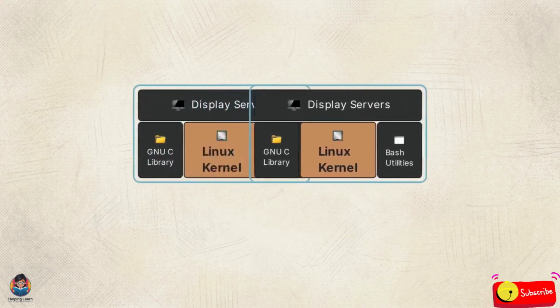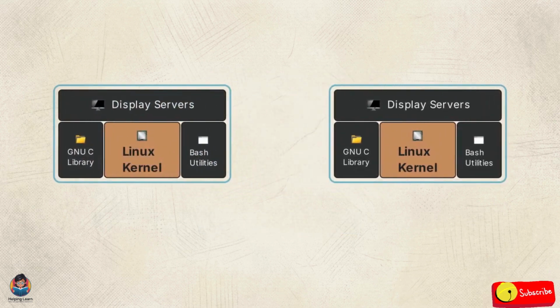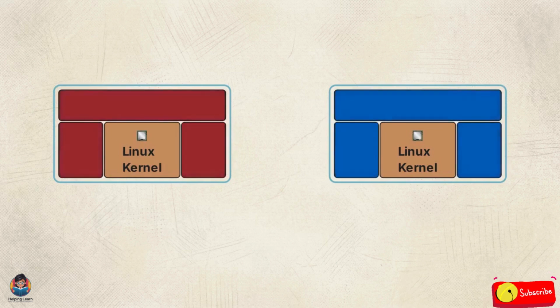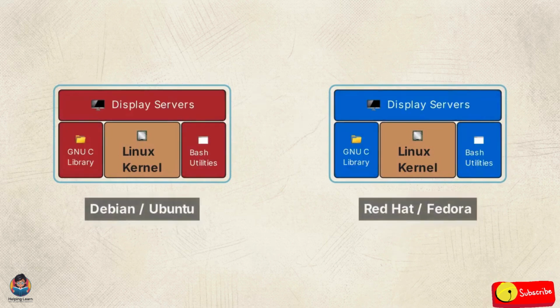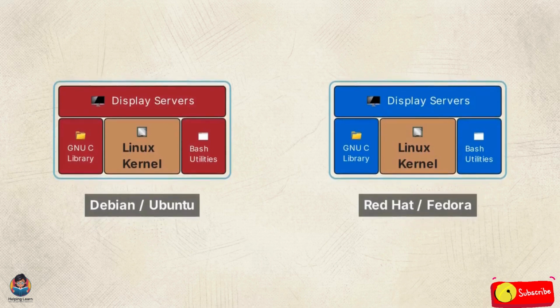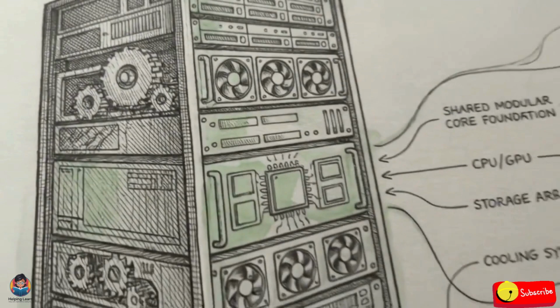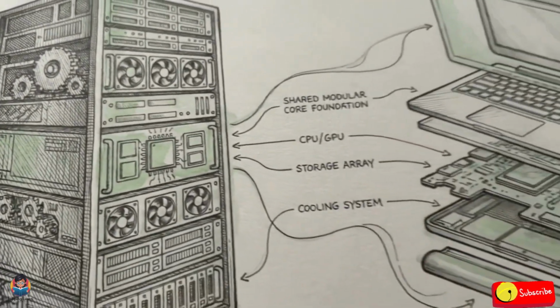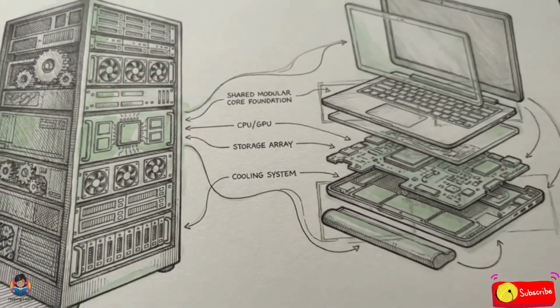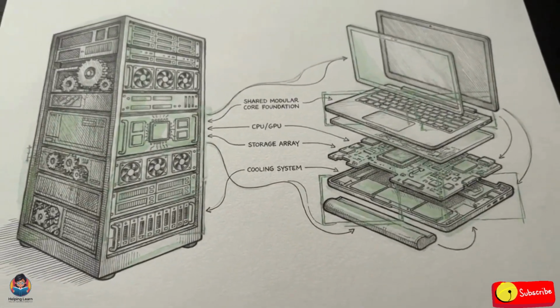This is why there are so many variations. Debian, Ubuntu, Red Hat, and Fedora share the identical Linux kernel, but utilize completely different package managers. Distributions allow the architecture to be infinitely customized. The identical kernel can run a massive cloud server or a sleek developer laptop by swapping modules.